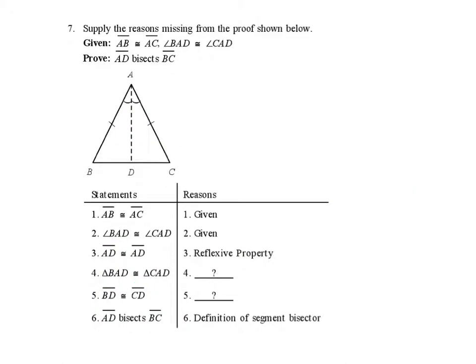Number 7, it says supply the reasons missing from the proof shown below. They're given two things. AB is congruent to AC, angle BAD is congruent to angle CAD. So they've already kind of done basically all the work for us. The first statement that I was given was this guy here.